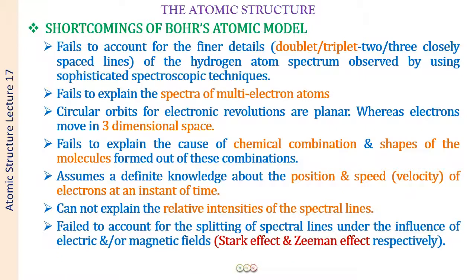Then he failed to account for the splitting of the spectral lines under the influence of electric and or magnetic fields. The splitting of the spectral lines under the influence of an electric field is called the Stark effect, and the splitting of the spectral lines under the influence of a magnetic field is called the Zeeman effect. Please do remember both of these, what is Stark effect and what is Zeeman effect, because these are asked in the questions. Many a times these have been asked and the children forget, so please do remember this.